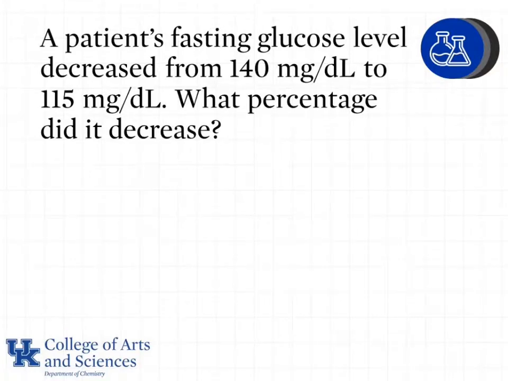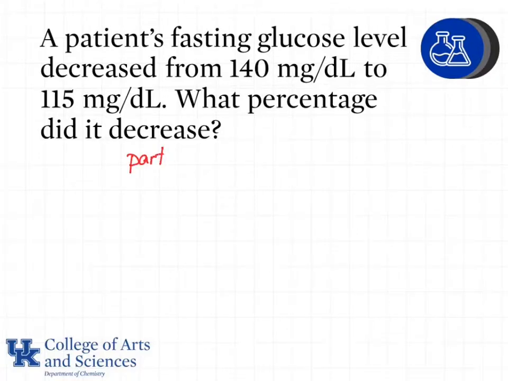A patient's fasting glucose level decreased from 140 milligrams per deciliter to 115 milligrams per deciliter. What percentage did it decrease? In this case, we're still going to be using the same equation, part over a whole times 100, but we first have to define what the part and whole are.